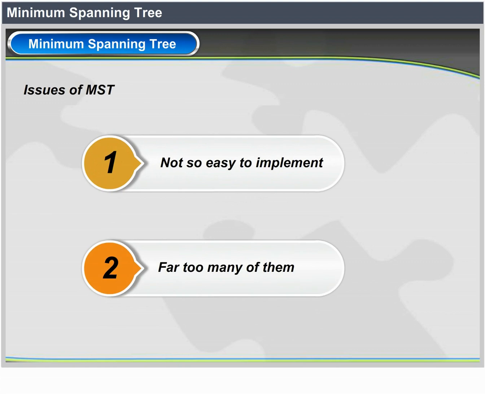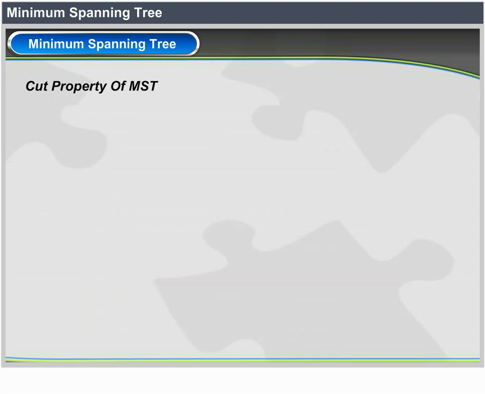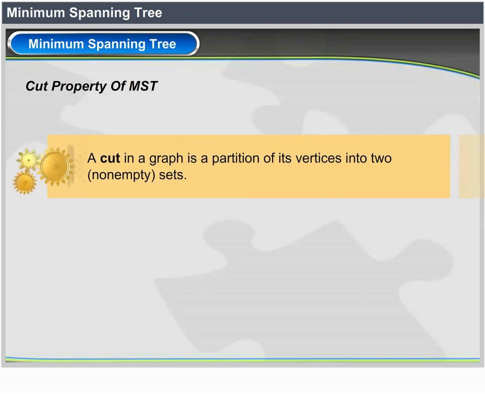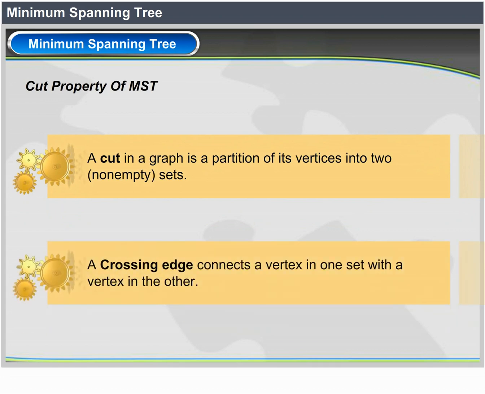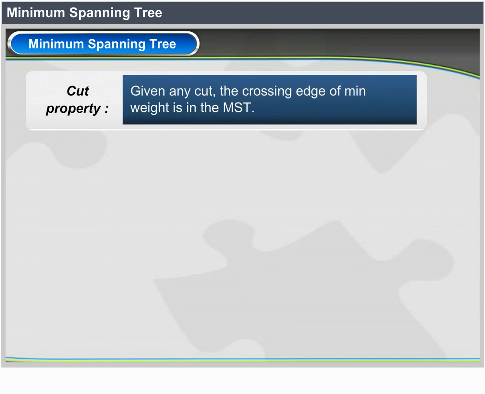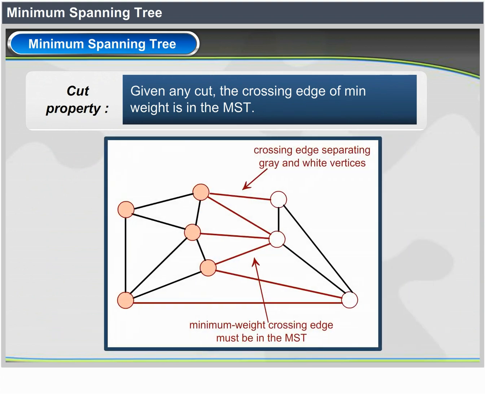Cut property of minimum spanning tree. A cut in a graph is a partition of its vertices into two non-empty sets. A crossing edge connects a vertex in one set with a vertex in the other. Cut property: given any cut, the crossing edge of min weight is in the minimum spanning tree. This figure shows crossing edges separating grey and white vertices, and the minimum weight crossing edge must be in the minimum spanning tree.